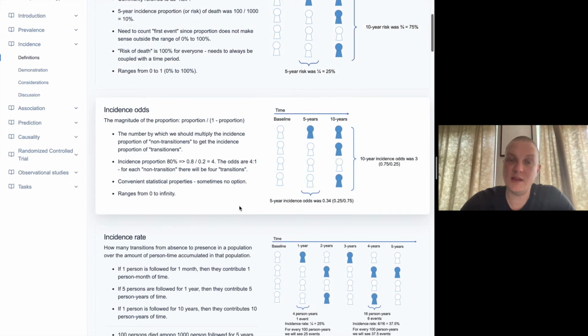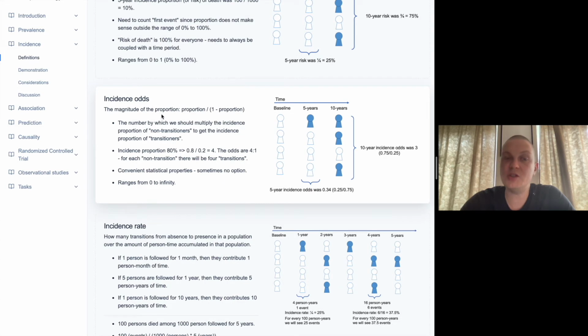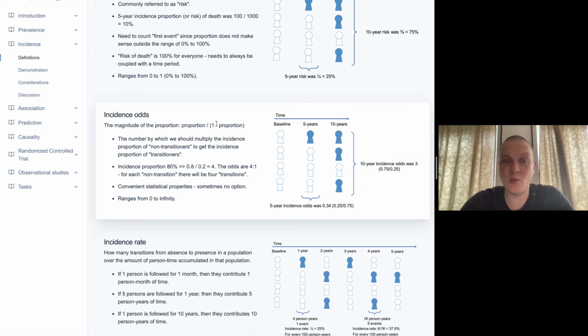We can also calculate the incidence odds, which would then be the magnitude of the proportion. So it's the proportion, or the risk, divided by 1 minus the risk. And again, odds are not always super intuitive, but it's the number by which we should multiply the incidence proportion of non-transitioners to get the incidence proportion of transitioners. So if the incidence proportion, or the risk, was 80%, then it's 0.8 divided by 0.2 equals 4. The odds are 4 to 1, so for each non-transition, there will be 4 transitions.